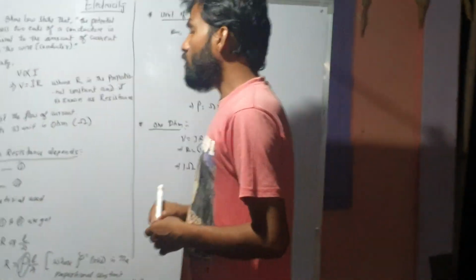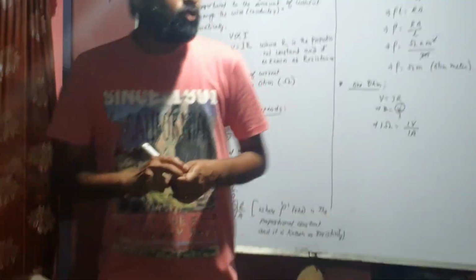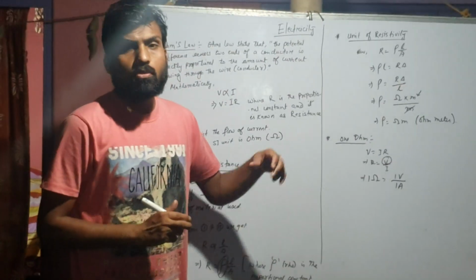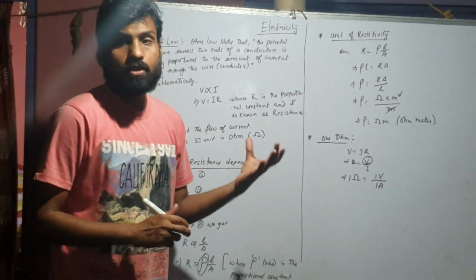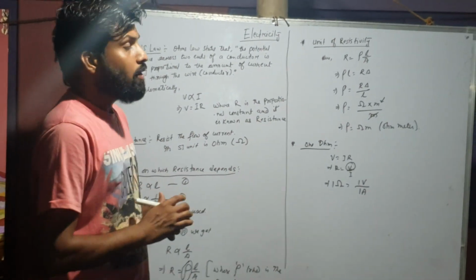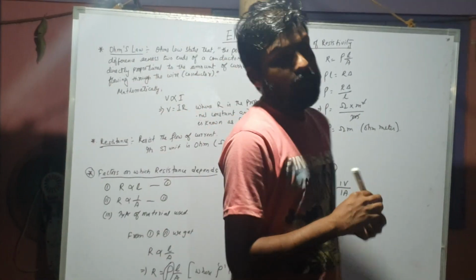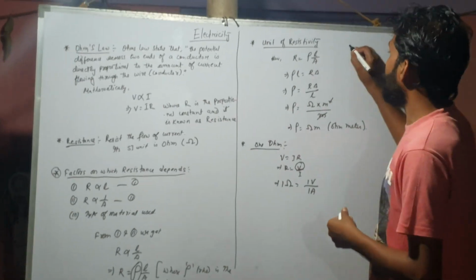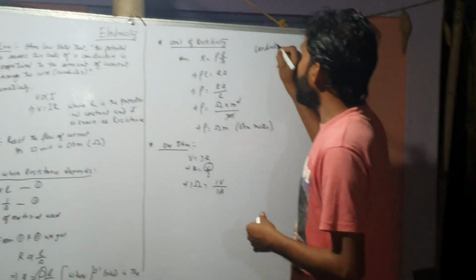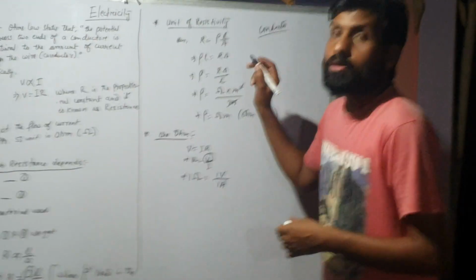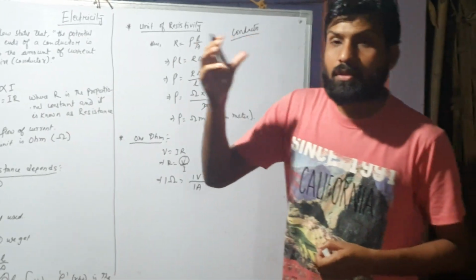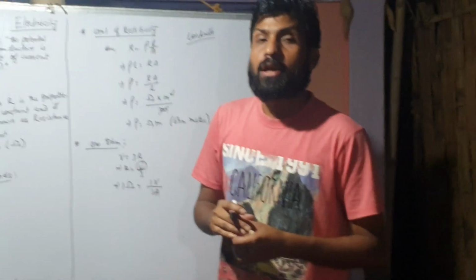Now we might be thinking about what is the meaning of resistivity. We will not go to the proper definition of resistivity. Just to make you understand, you should know that if you know the resistivity value of a conductor, then you can say that the material is either a good conductor or a poor conductor.